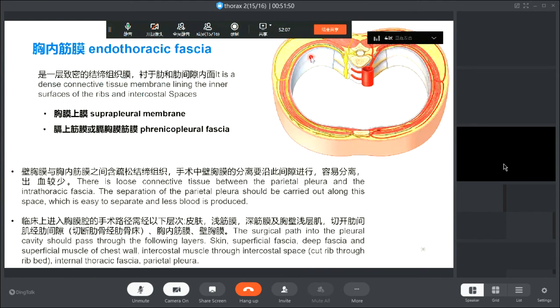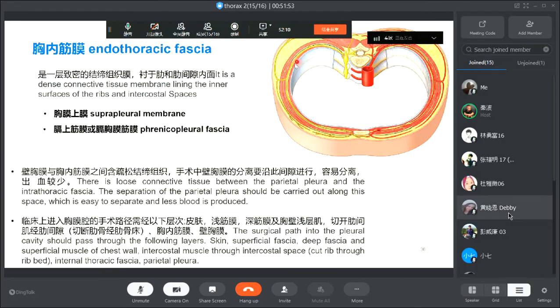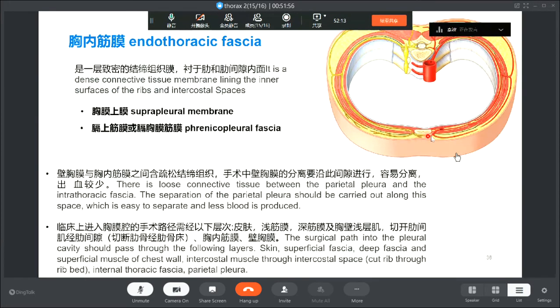Between the inside part, we can see this picture shows the thoracic wall. In this part is the skin, the superficial fascia, and all the muscle layer, and in the inside part we can see the endothoracic fascia. This fascia is white. It's a dense connective tissue membrane. It's linked to the inner surface of the rib and the costal space.